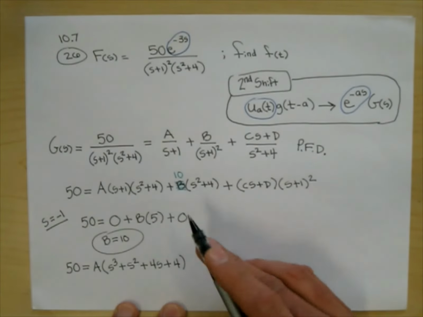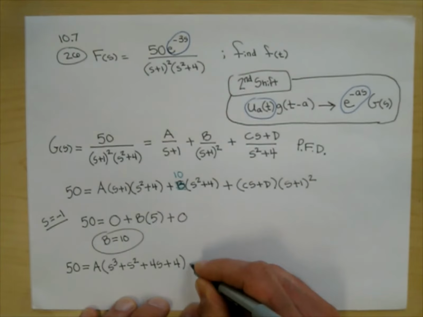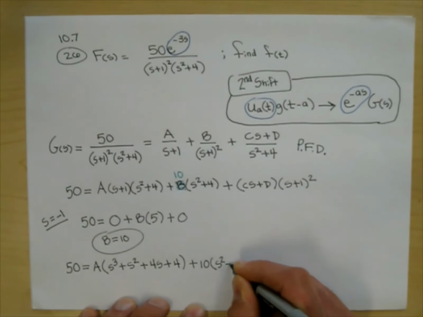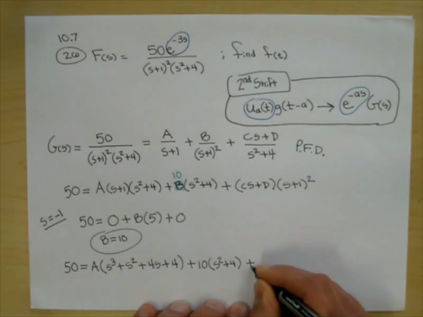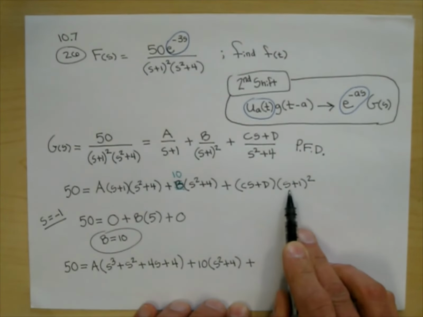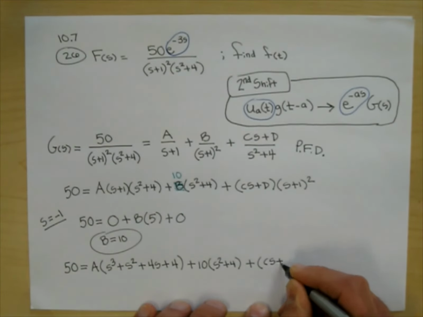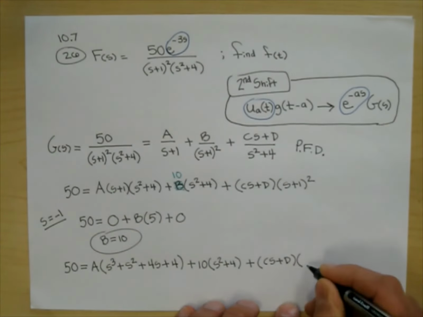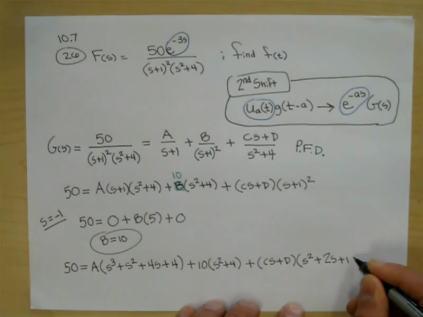Okay, so that's what I did. I went ahead and multiplied that out. I'm just going to keep this one like this: 10 times s squared plus 4. And then over here, I'll multiply the s plus 1 times s plus 1. So this guy stays the same, Cs plus D. And then s plus 1 times s plus 1 is going to give me an s squared plus s plus s, so that's s squared plus 2s plus 1.